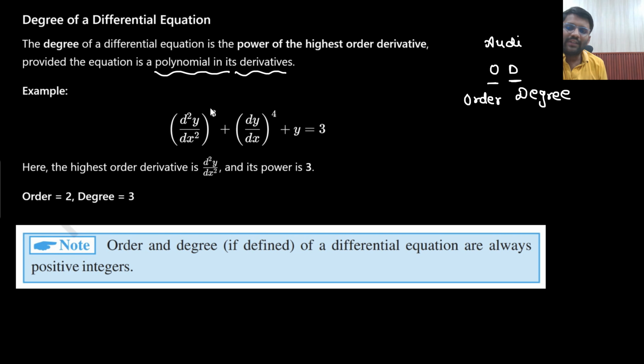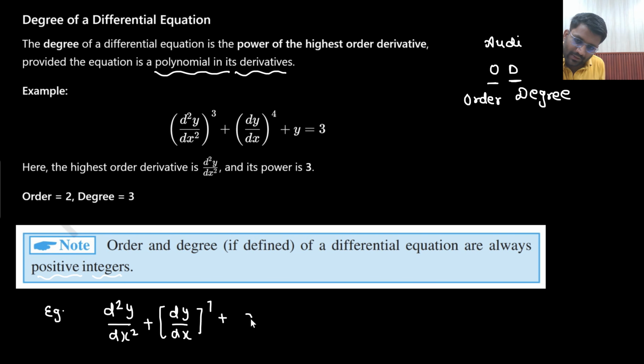Sir, order is 2. What is the highest power of it? That is 3. That means order is 2, degree is 3. And order and degree will always be positive integers. You need to remember this. They will always be positive integers. Let me write down another example. d2y by dx2 plus dy by dx to the power 7 plus y equals e to the power x.